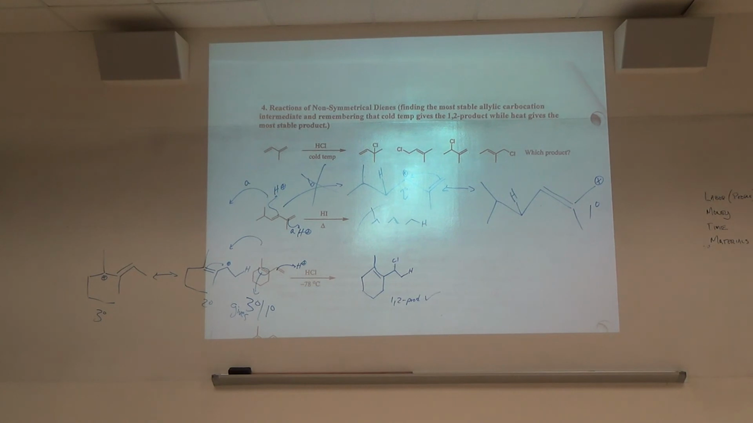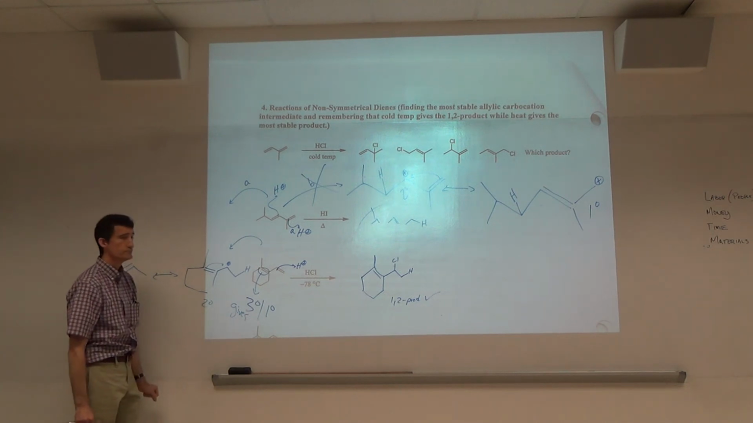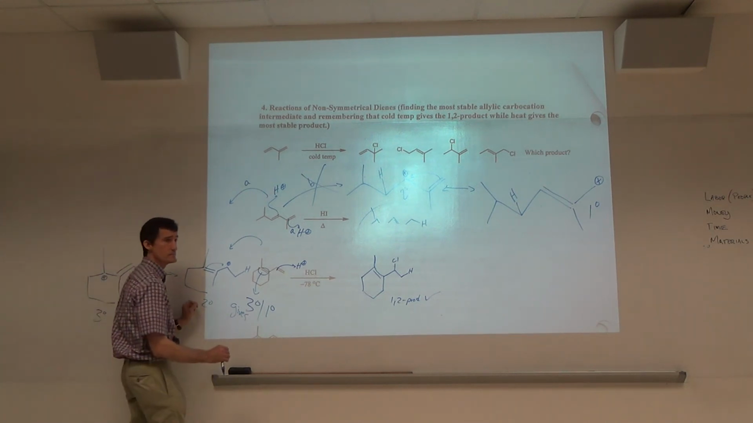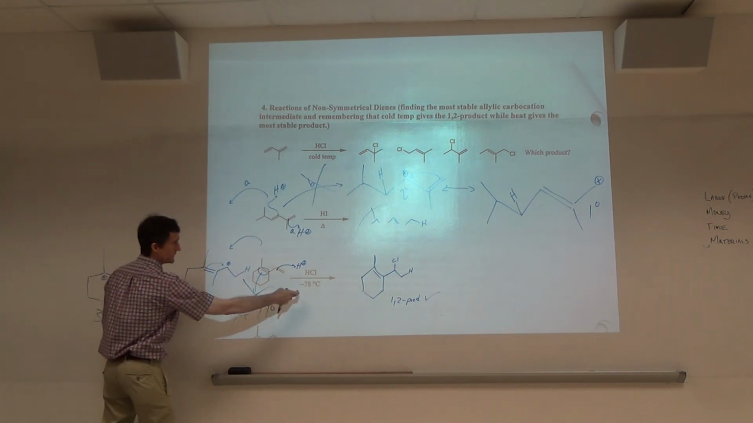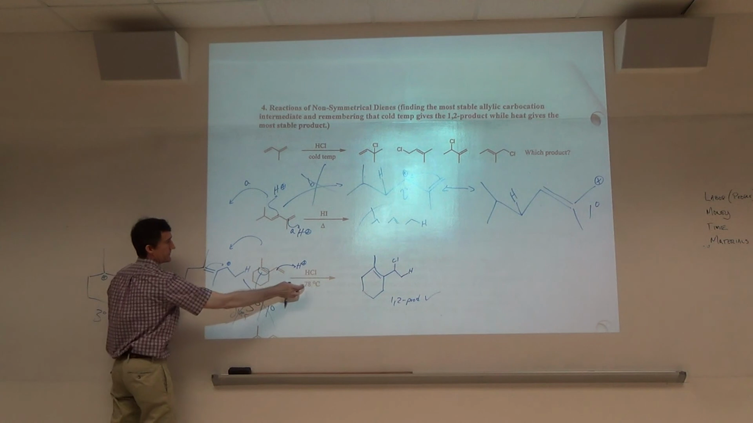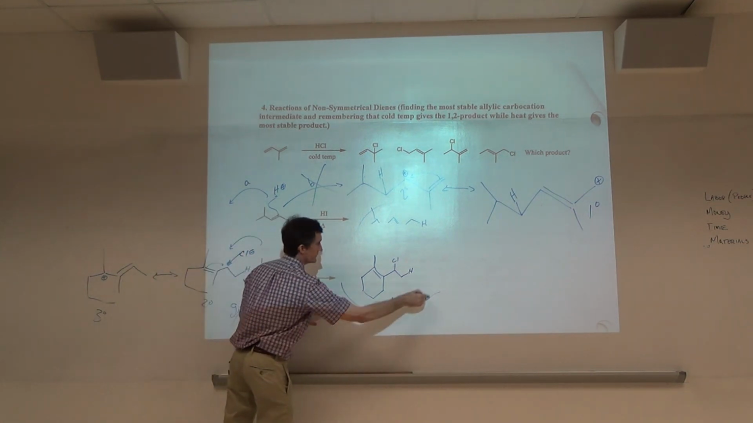So the other tertiary would be if it finds the other way, correct? Because there are two ways that bond could break, right? Would you rather make a cation that's tertiary secondary or tertiary primary? Obviously tertiary secondary. Yeah, forget about it. We get this one. What product do we get? 1,2, chlorine adds here. Here's your product, the 1,2 product.